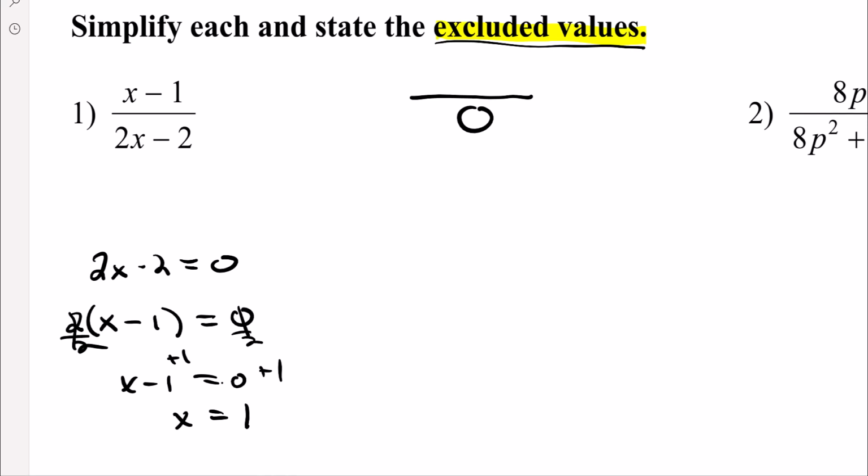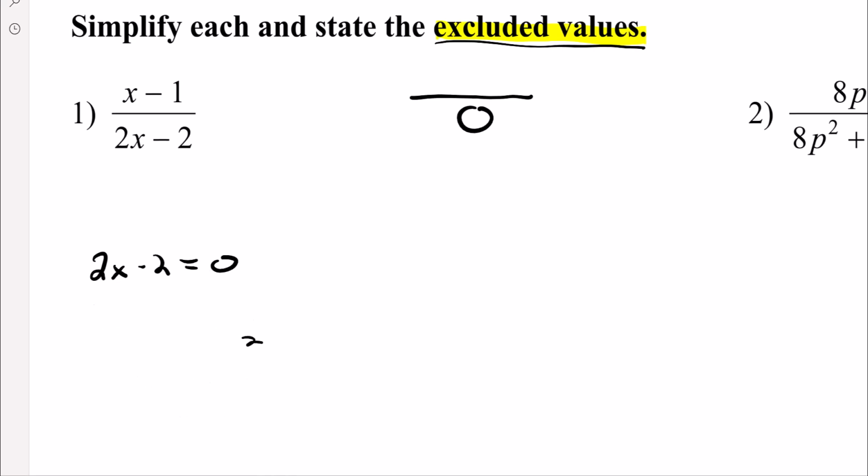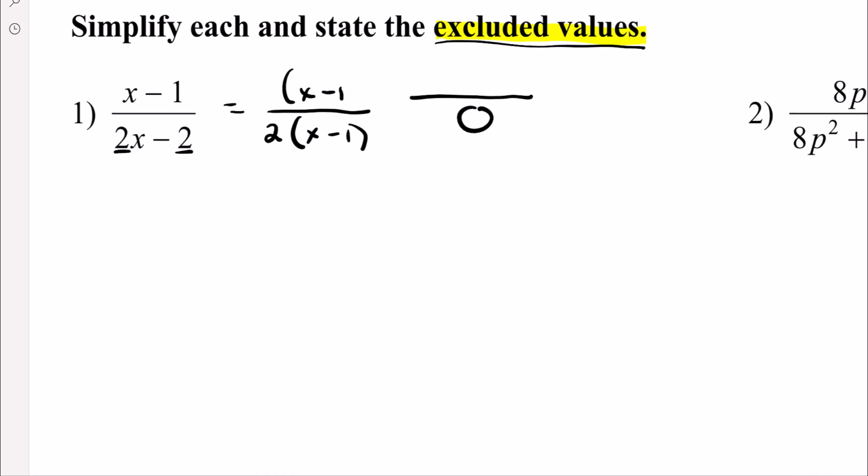The quicker way to do this is when you factor this out right here. So if we wrote this as 2 times, now these both have a 2 in common, so x minus 1. What's the opposite of subtract 1? What's the opposite of negative 1? So where x is equal to 1, that's the excluded value.